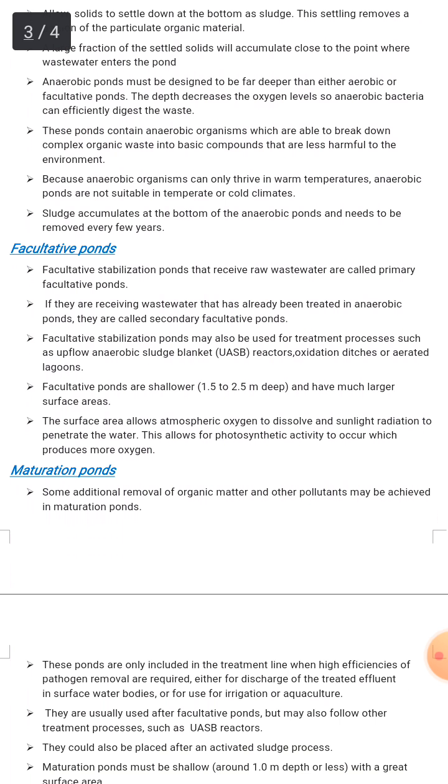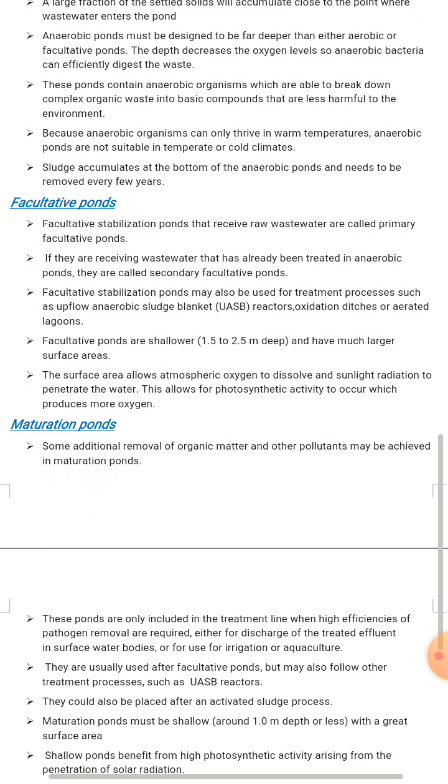They are deeper. They contain anaerobic organisms which can break down complex organic waste into basic compounds. They can thrive in warm temperatures. Anaerobic ponds are not suitable in temperate or cold climates. Sludge accumulates at the bottom of the anaerobic ponds.